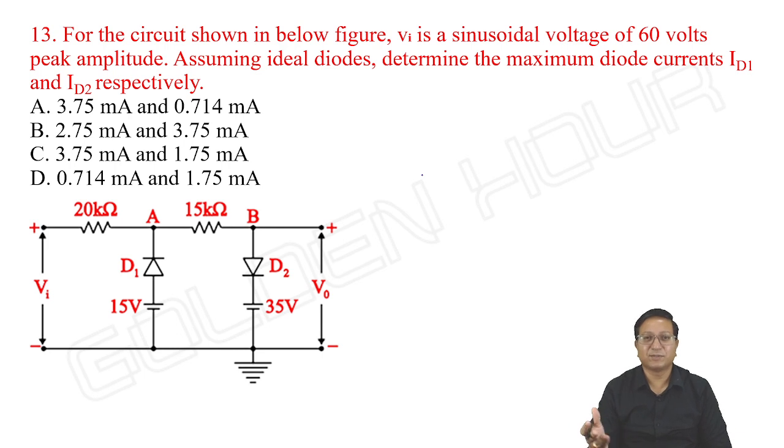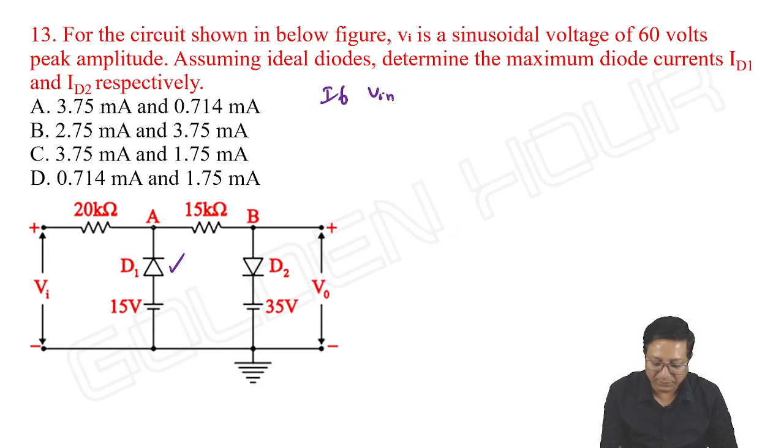What they are asking, instead of the breakpoints or the waveform or the transfer characteristics, is the currents. So when can you see ID1 is maximum? I said when input is less than breakpoint 1, D1 is on, D2 is off. ID1 is maximum when input is at its minimum value, then the cathode will be at a much negative potential compared to the anode. Then we can see the maximum current.